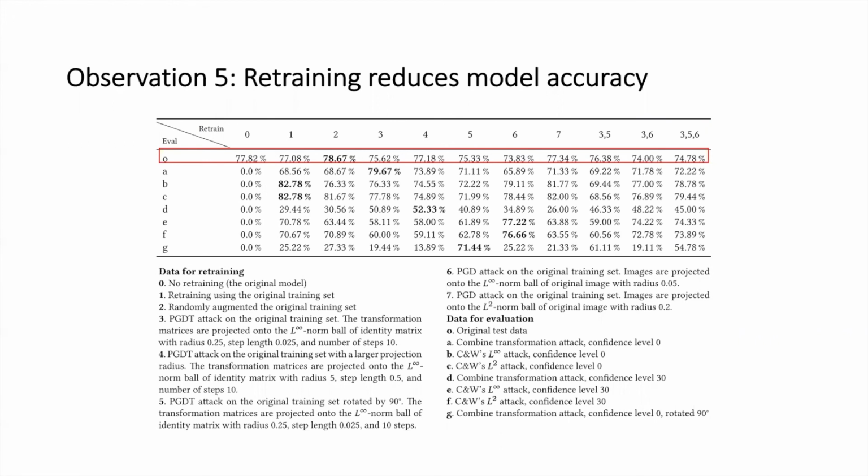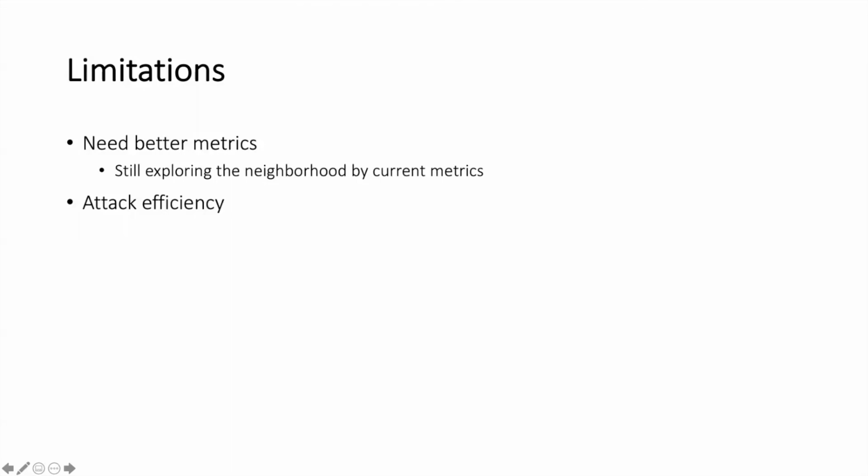Finally, our last observation is that adversarial training will reduce models' accuracy on benign examples. This is widely seen for LP norm-based adversarial training, and we also observe this phenomenon when we are training in the transformation space. Okay, that's all about evaluations.